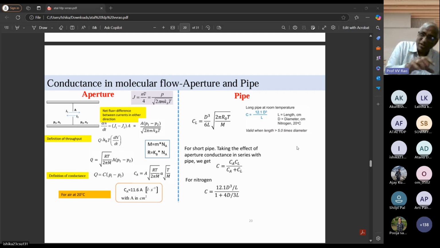So if the pipe is very short, then you have to use the left side formula. But most of the time we don't worry about it. The right side, because we will definitely connect fairly long pipes. We cannot make the diameter very big and the length very small. Then that becomes another chamber to be evacuated. It's not a pipe.